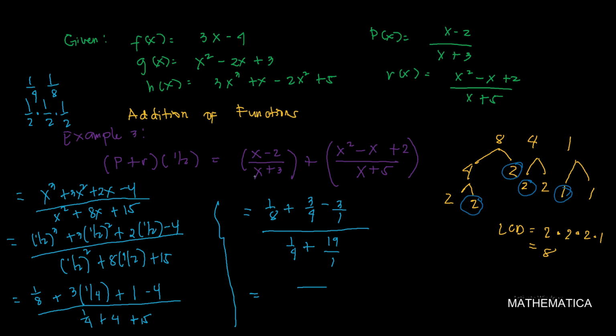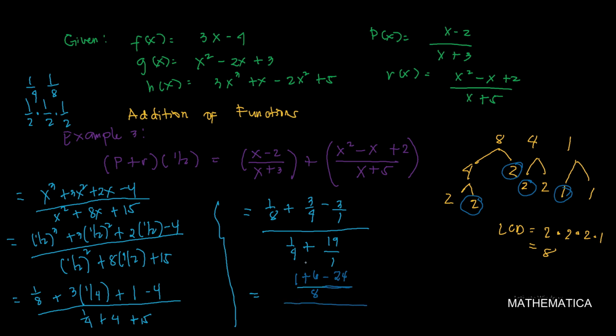So, dito, magiging denominator natin ay 8. So, 8 divided by 8, 1. Multiply by 1, 1. 8 divided by 4, 2. Multiply by positive 3, we have positive 6. 8 divided by 1, 8. Multiply by negative 3, we have negative 24.